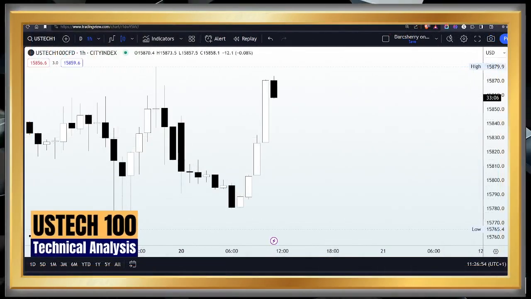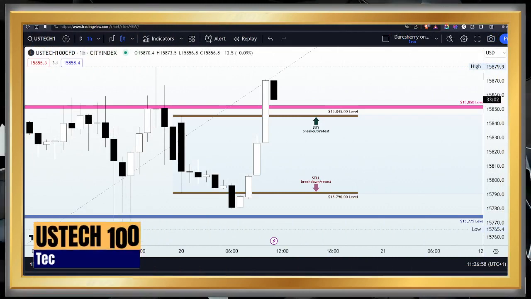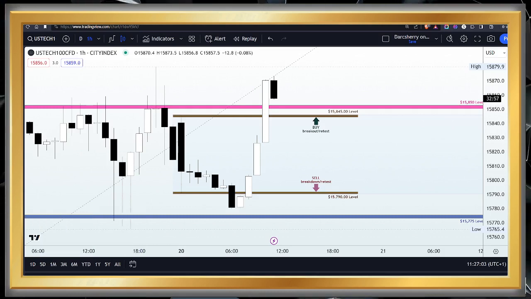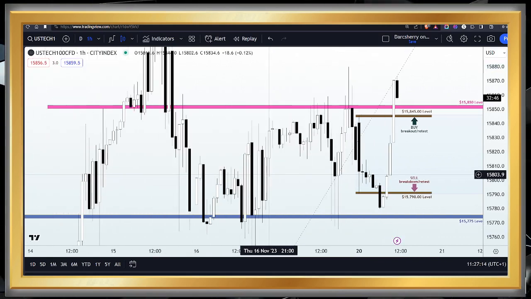So the next asset on our watch list for today is the USTech100, popularly known as the NASDAQ. Well, we had quite an interesting situation from last week's trading session, where it took quite a while before we were able to capitalize on that bullish. We had a buying opportunity. We also had the opportunity of selling as well.